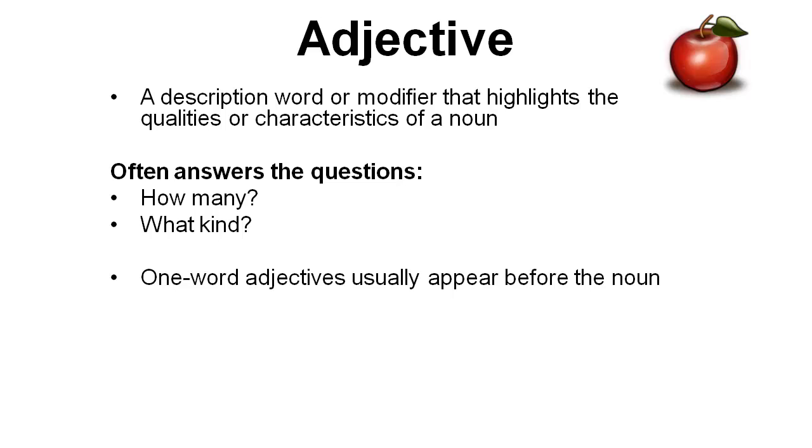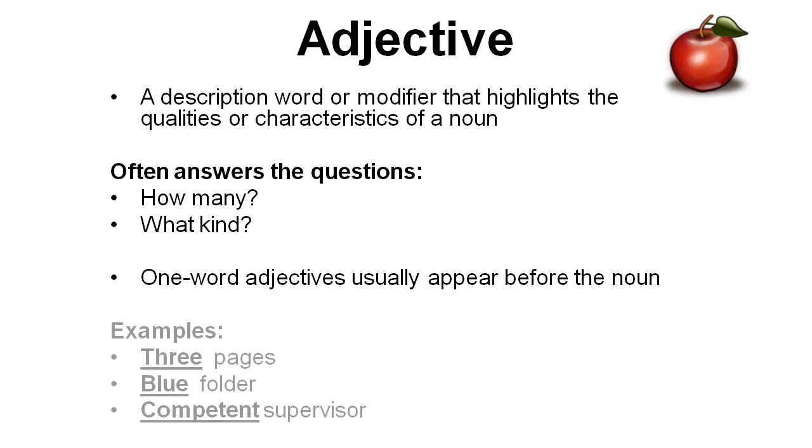One-word adjectives usually appear before the noun, so an adjective usually comes before the noun. I say usually because we will see an instance where it can appear after the noun that it modifies. Okay, here's some examples. 3 pages, blue folder, competent supervisor. 3 is the adjective there. How many pages? 3. What kind of folder? Blue. How is this supervisor, or what kind of supervisor? Competent is the adjective in the last example here. So as you can see, the adjective comes before the noun, typically.